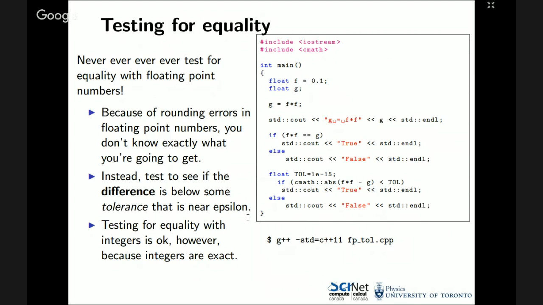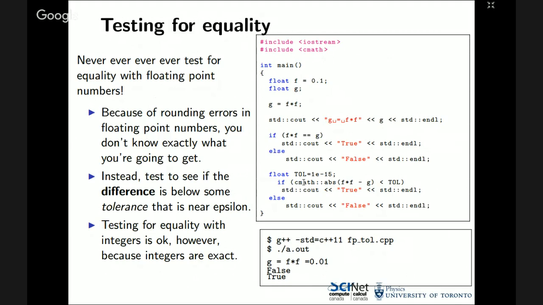In this case, I have f equals 0.1, both floats, and then g is the square of 0.1. I'm printing those to be sure what I get, and then I'm asking, if f, which is the square of f, which is also assigned to g, is equal to g, then print true, if not false. Then I have another part, but let's run that part first. I compile and run, and the output is false.